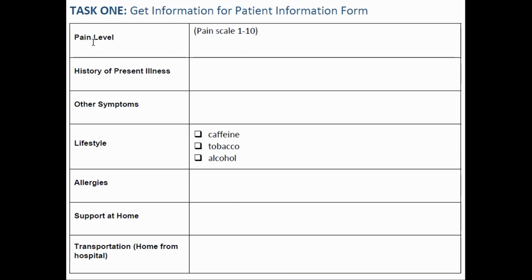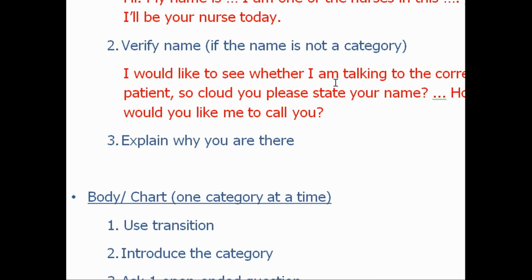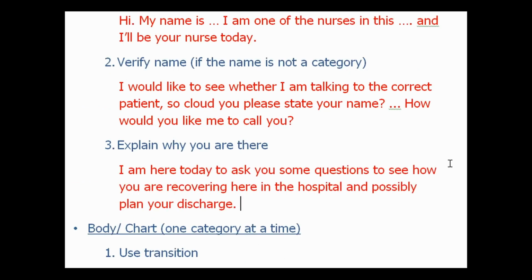Now, if you look at the chart, you will see that some of the categories are about the current condition. Some of them are about support at home and transportation. Okay? And you know the patient was already admitted. So you could say something along the lines of, I'm here today to ask you some questions to see how you are recovering here in the hospital and possibly plan your discharge. Because we know especially the last two categories are more about going home and how the patient will take care of themselves once they are at home. And that is your introduction.